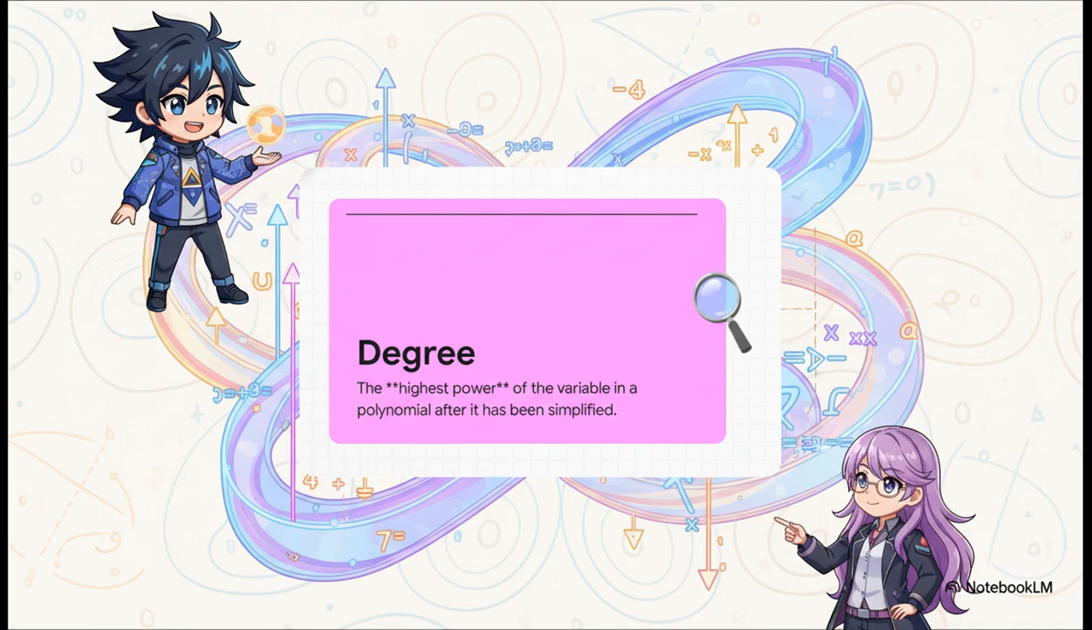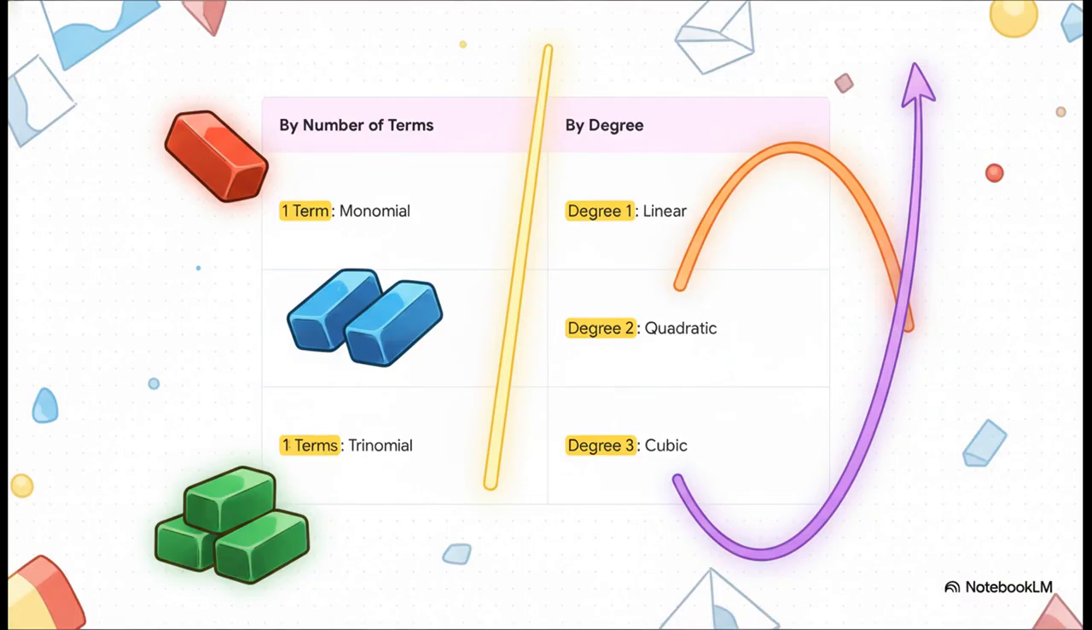It's just the highest exponent you can find on any variable in the whole polynomial. A good way to think about it is like you're measuring the height of our algebraic building. And usually a higher degree means you're going to get a more complex, interesting shape if you try to graph it. So there are really two main ways we name these things.